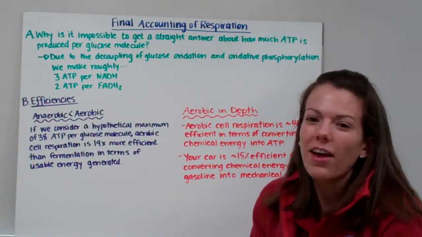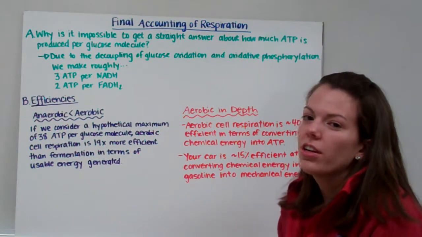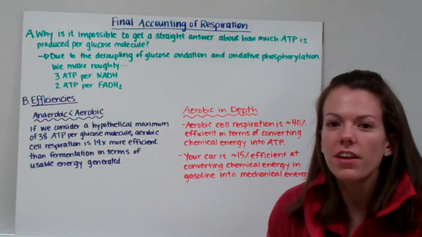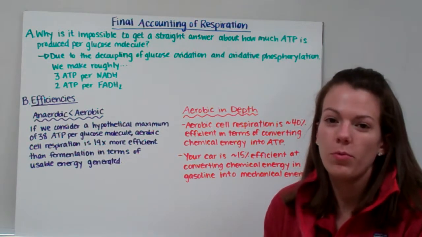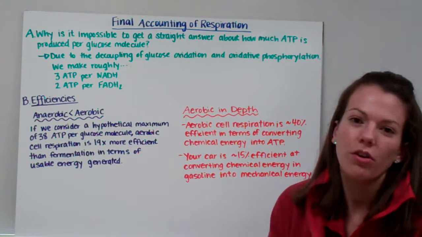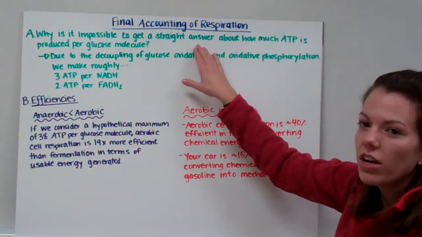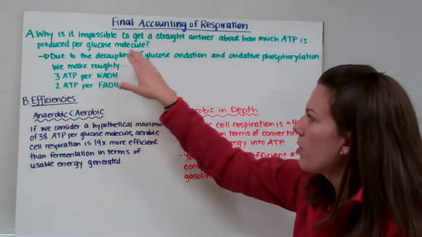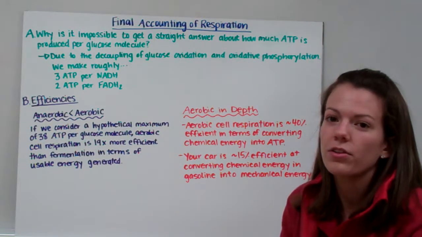Let's do a final accounting of how much energy, or how much ATP, is produced during cell respiration. You'll see in our last video about aerobic cell respiration that we estimate how much ATP we make during oxidative phosphorylation. We estimate 32 to 34 ATP. But why is it impossible to get a straight answer about how much ATP is produced per glucose molecule? Why can't I say exactly how much ATP we're making per glucose molecule?